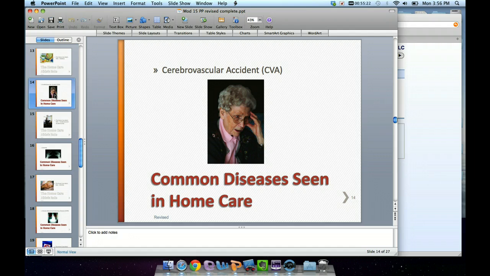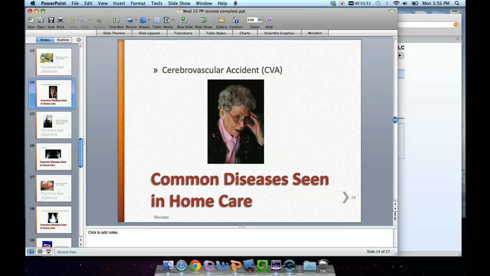So a CVA, or a cerebrovascular accident, also called a stroke. A stroke occurs when the blood supply to part of the brain is stopped due to a blocked blood vessel. The result of a CVA depends on which blood vessels are blocked and which brain center is destroyed. The results of a CVA may be paralysis, loss of speech or vision because nerve impulses don't reach the brain due to damaged brain tissue.